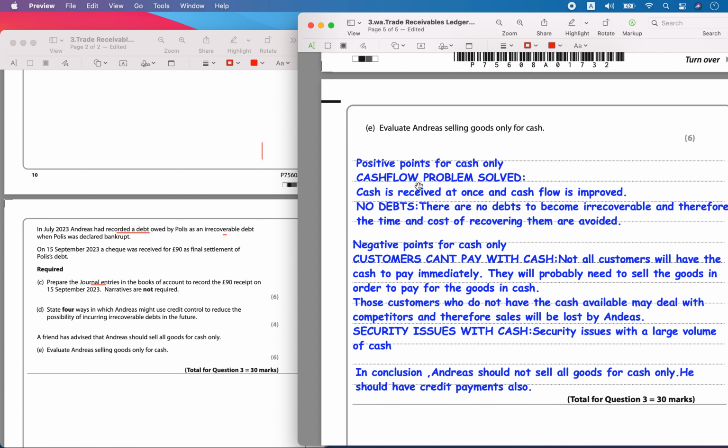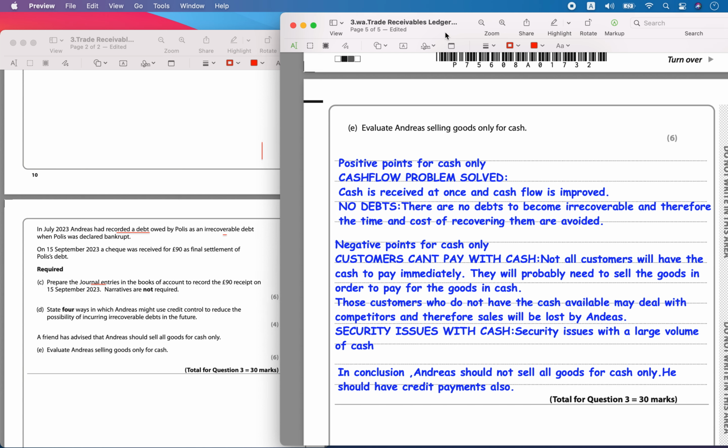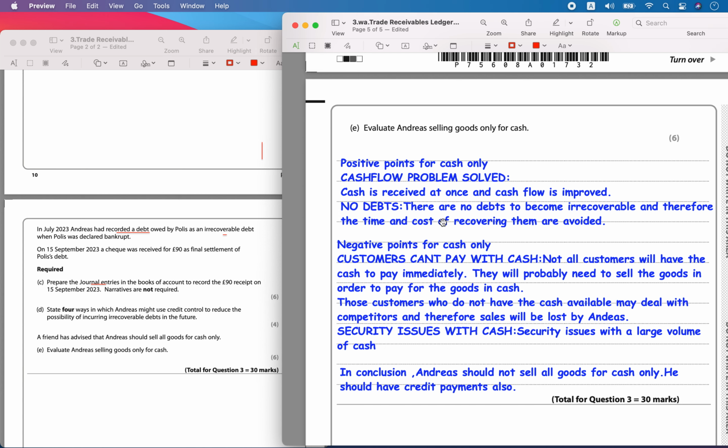So the positive points are, when you are selling goods for cash, the cash flow problem will be solved, and there is no chance of irrecoverable debt, which we have discussed. The cash is received and there will be no irrecoverable debt, so it will save the time and the cost for the business to recover them.